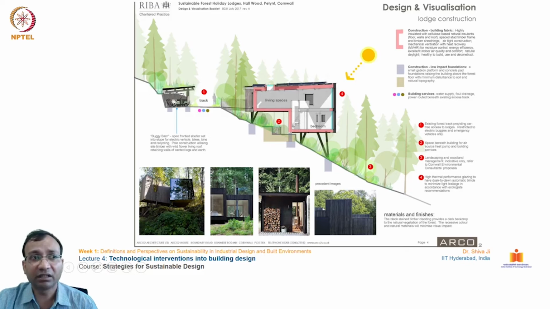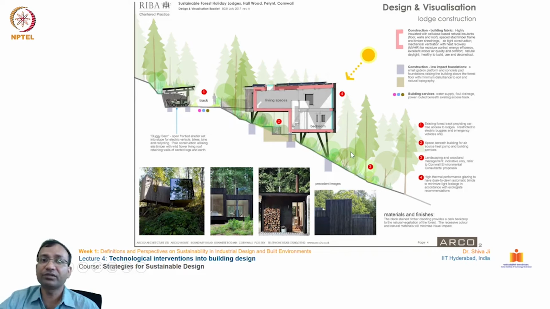So you can see the buggy barn created right next to this road over here. This open-fronted shelter sits into the slope for electric vehicles, bikes, bins and recycling. Pole construction utilizing the site timber, with a wildflower living roof and retaining walls of canted logs and earth. So using materials which are easily available on the site, in minimal quantity, and keeping it semi-open so that it's not completely closed, reducing the consumption of material.